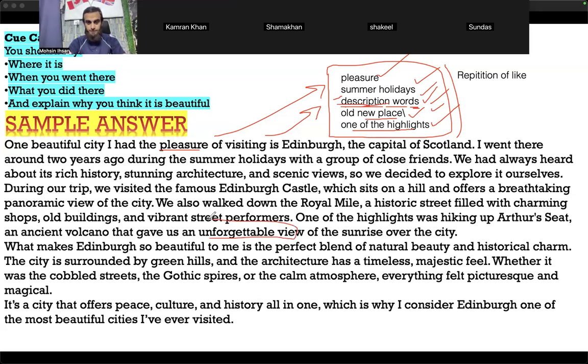the hospitality of the people, which will be cherished in our memory forever. What makes Lahore so beautiful to me is the perfect blend of ancient and modern history. The city is surrounded by green hills.